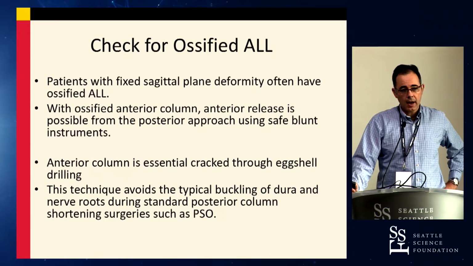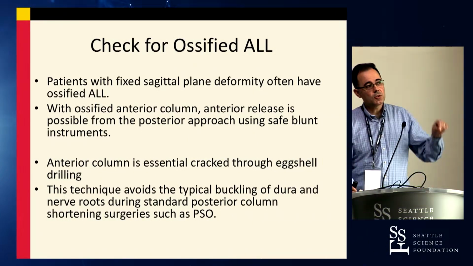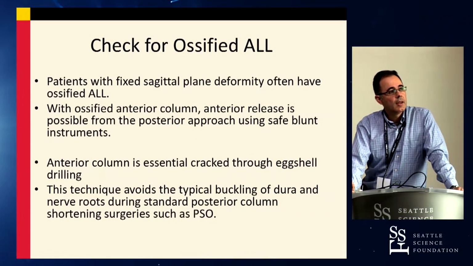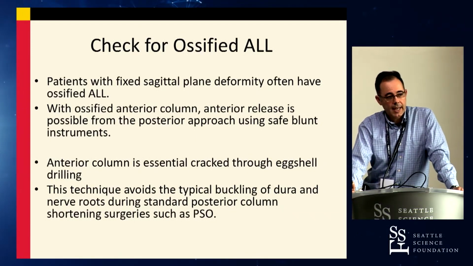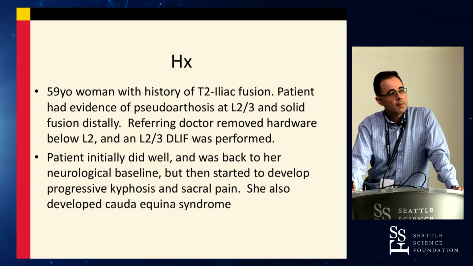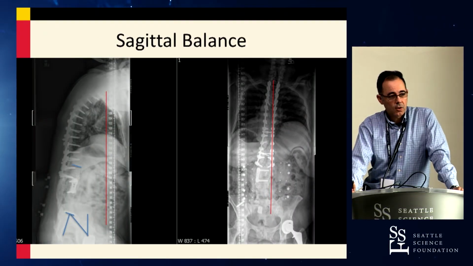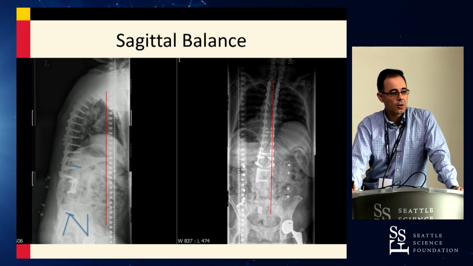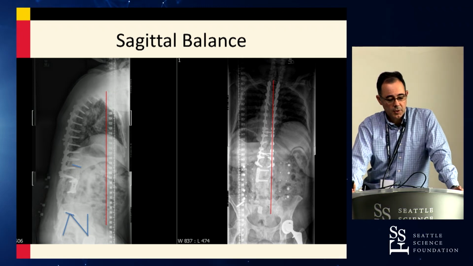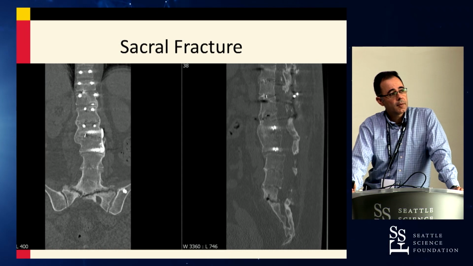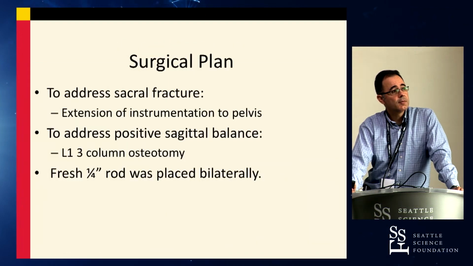So I think that's where Isaac's concern comes up, in this situation right here. So this is basically a patient with an ossified ALL. Like I said, in patients with ossified ALLs where you are contemplating doing a PSO, sometimes during the PSO process, you may notice that the spine can become very brittle and will actually crack on you. And this is a situation where this unfortunate patient needed a substantial amount of correction.